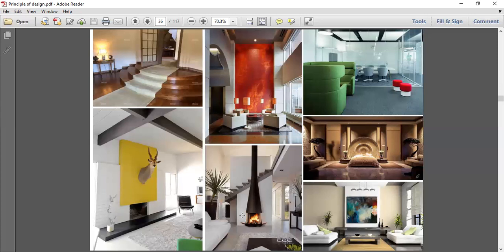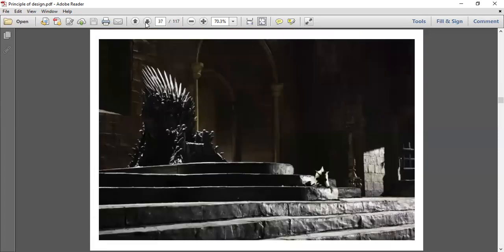Okay, now we move ahead to the next. Like, where is this picture taken from? Any idea?